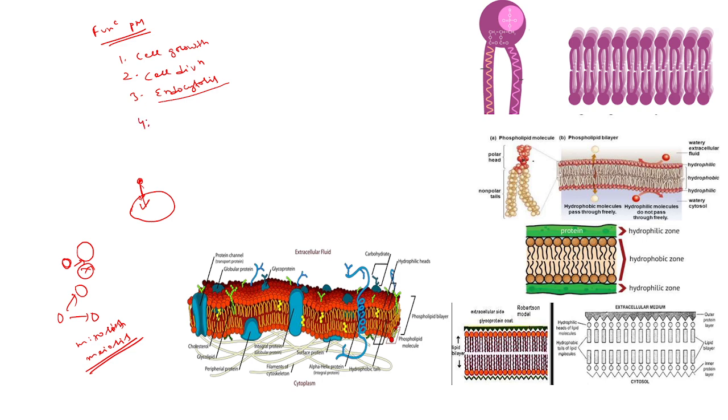And the fourth one is the formation of intercellular junctions. What is an intercellular junction? Let us say this is one cell, this is another cell, and this is another cell. So here the cell junction, the cell interaction, is also helped by the plasma membrane. These are the functions of the plasma membrane.